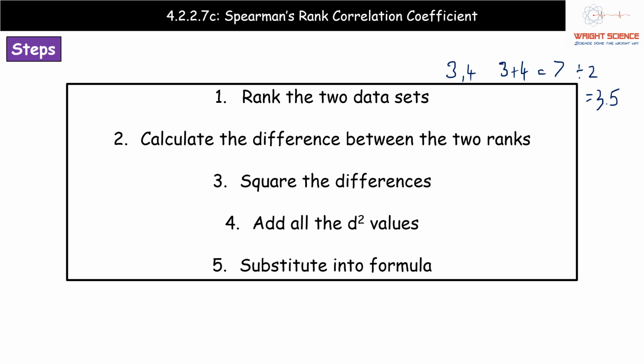What we then do is we calculate the difference between the two ranks. You square those differences, add all those d squared values together, and then substitute it into the formula they've printed onto your question paper.